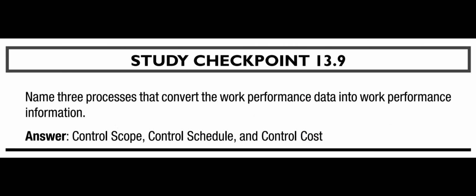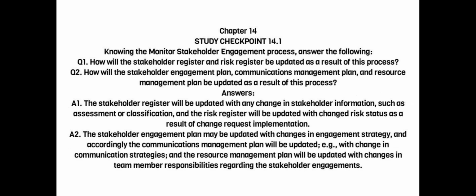Study checkpoint 13.9. Name 3 processes that convert the work performance data into work performance information. Answer. Control scope, control schedule, and control cost. Chapter 14. Study checkpoint 14.1. Knowing the monitor stakeholder engagement process, answer the following. Q1. How will the stakeholder register and risk register be updated as a result of this process?